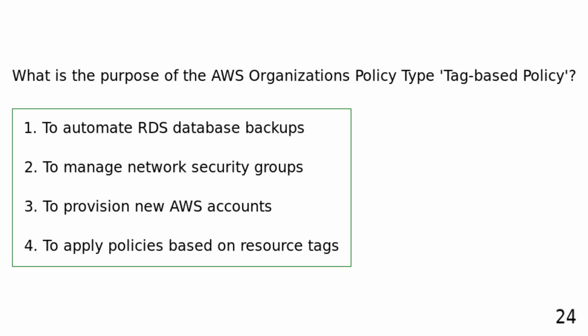What is the purpose of the AWS Organizations policy type, tag-based policy? To automate RDS database backups. To manage network security groups. To provision new AWS accounts. To apply policies based on resource tags.